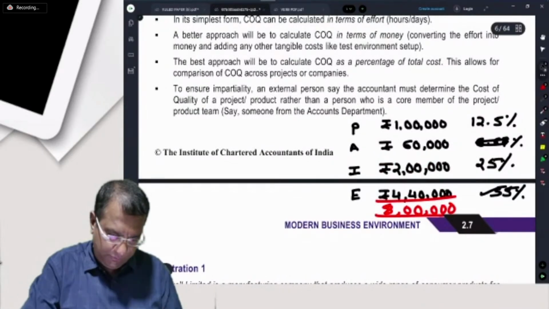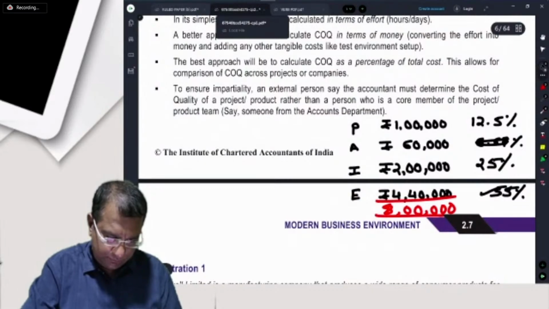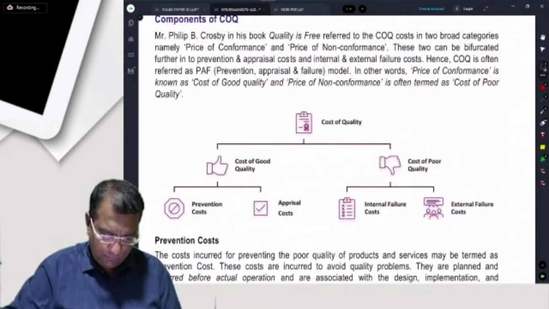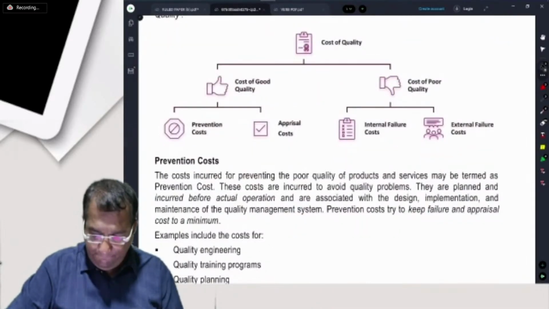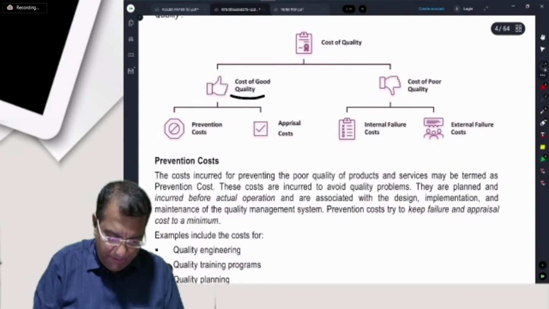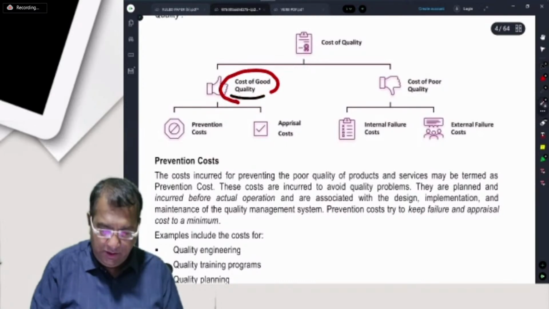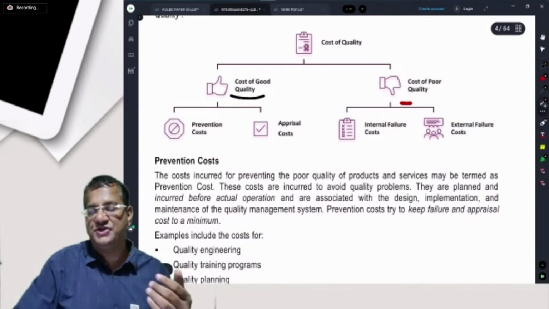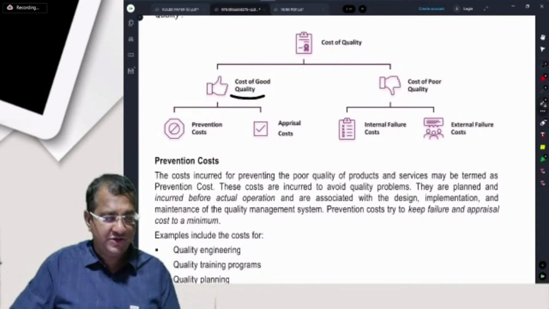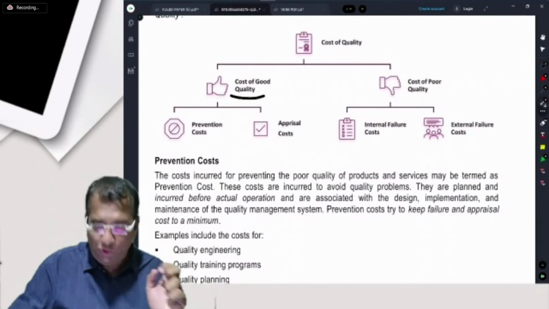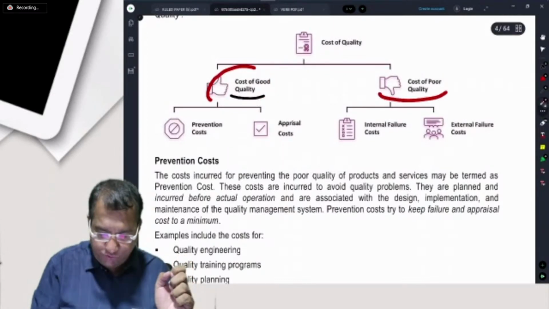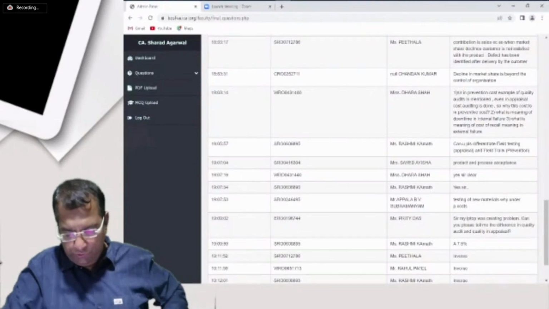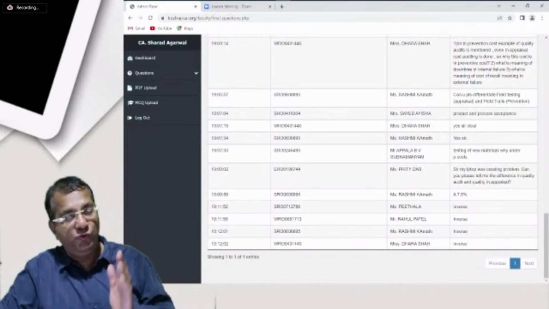Okay, beta. Now I'm asking you, please listen very carefully, beta. Whether there is a direct relationship between cost of quality, that is cost of conformance, and cost of non-conformance, direct relationship, or there is an inverse relationship between these two. Direct relationship means if one is increasing, the other will also increase. Inverse relationship means if one is increasing, the other will decrease. What, according to you, is the relationship between cost of conformance and cost of non-conformance? Tell me, beta. Okay, very good. It should be an inverse relationship.